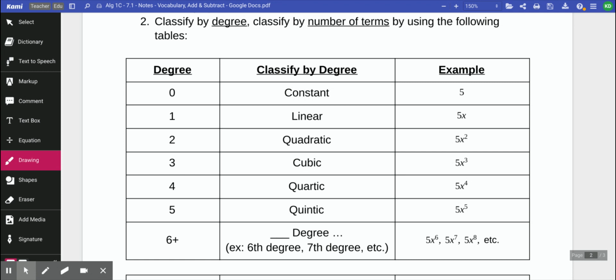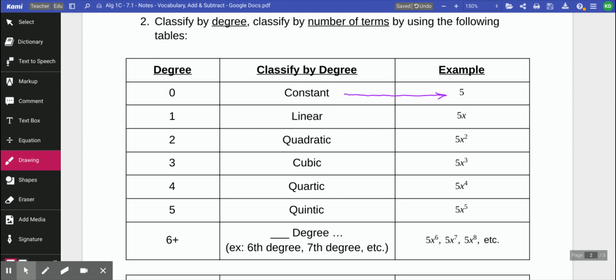So a constant has degree of 0. We talked about what a constant is. It is just a number without a variable. So something like 5, right? So I'm reading right here. Constant is a number like 5. So if that's your whole polynomial, that is a constant.